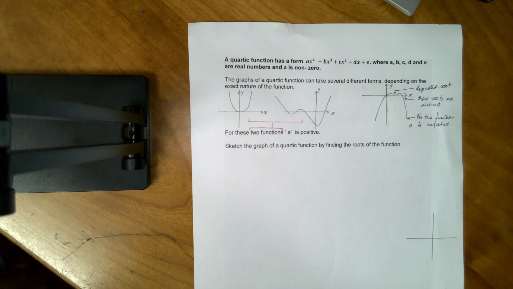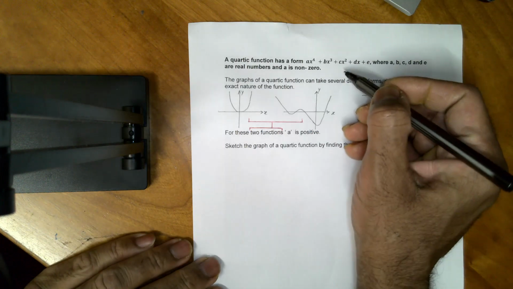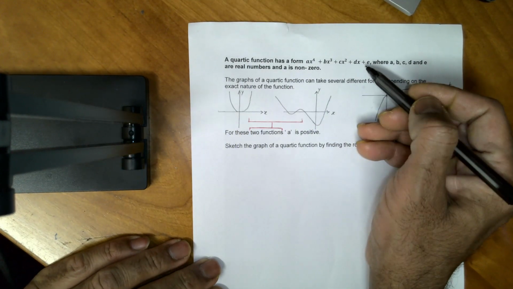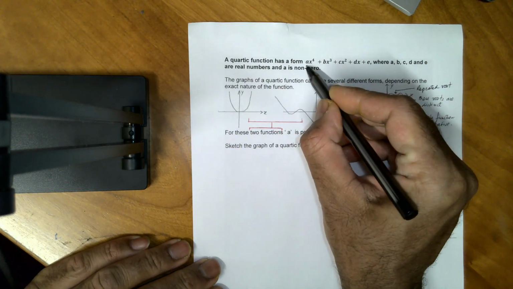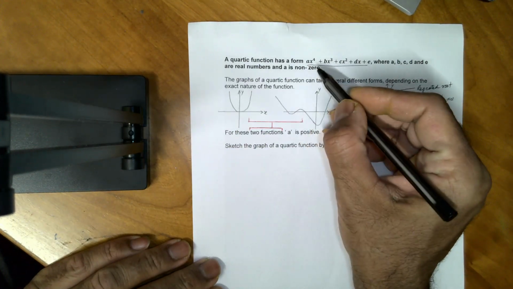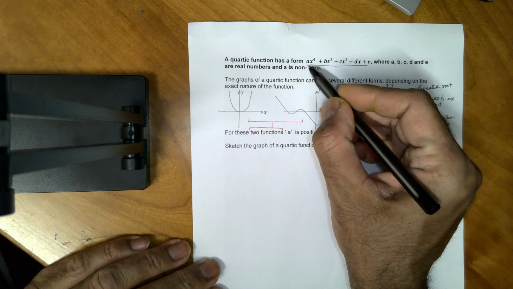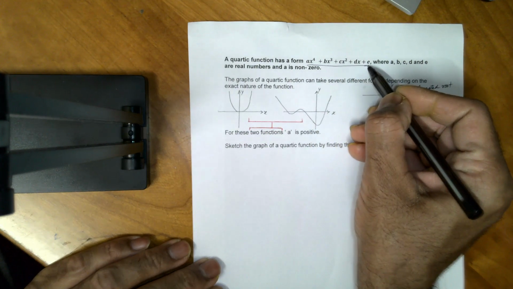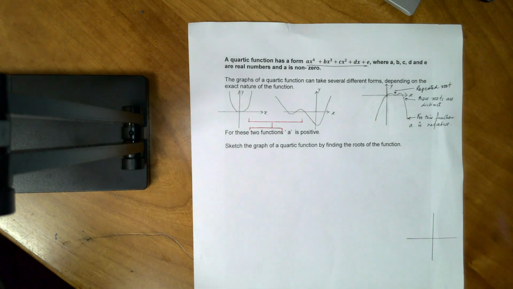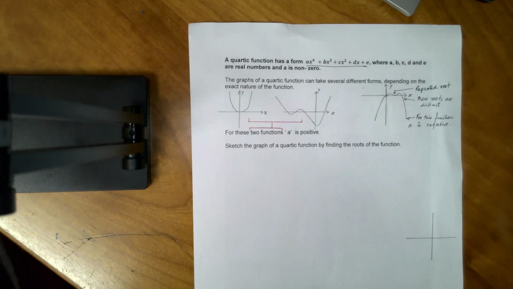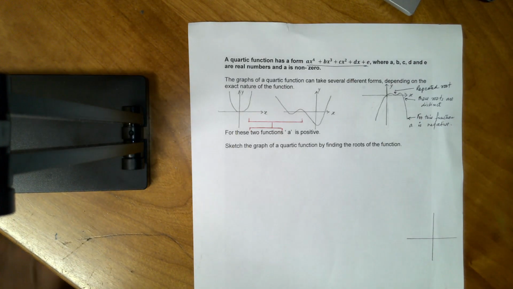So what is a quartic function, or the quartic graph? It has the form ax to the power 4 plus bx to the power 3 plus cx squared plus dx plus e, where a, b, c, d and e are real numbers and a is non-zero.